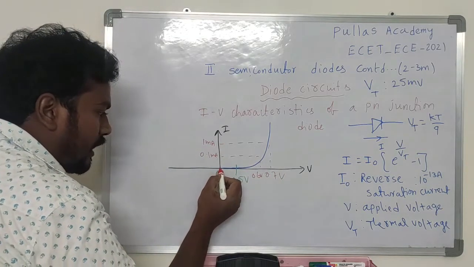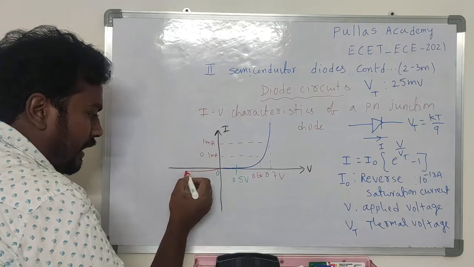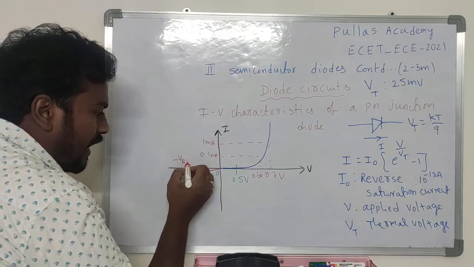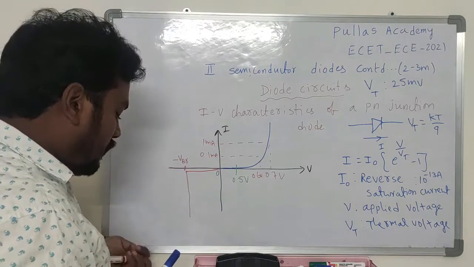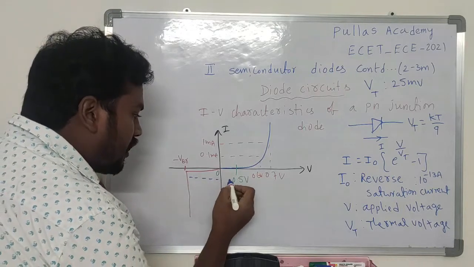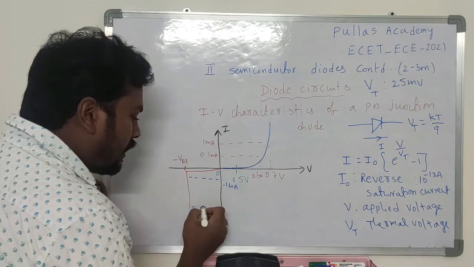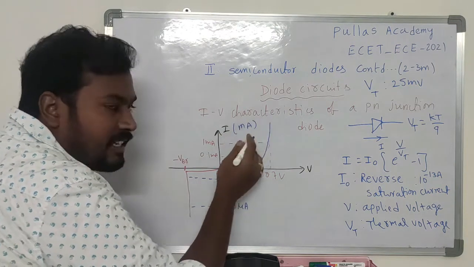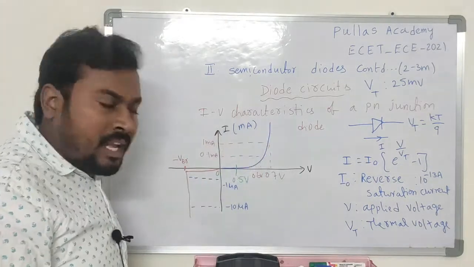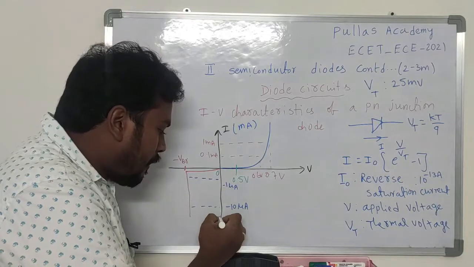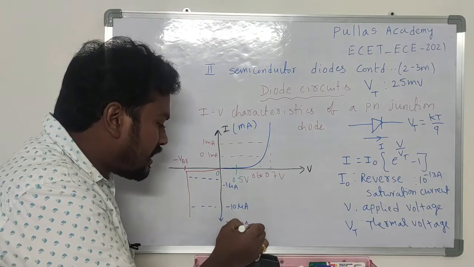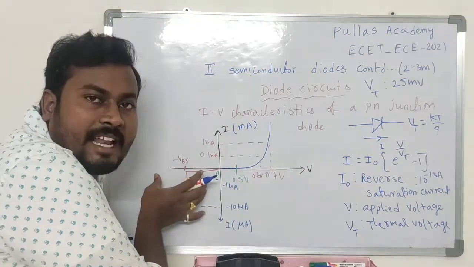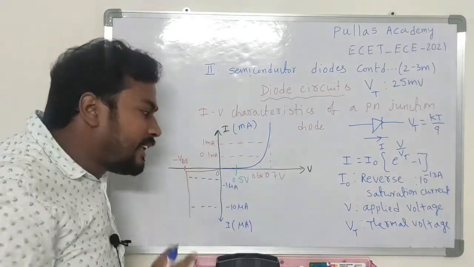When you are applying negative voltage, it has a small amount of current, and at a certain value of voltage it exhibits sharp characteristics. Let's say this is minus 1 microampere and this is minus 10 microampere. So the positive y-axis is in milliamperes and the negative y-axis is in microamperes. Please understand this. This is the positive value of V and this is the negative value of V. It is in volts and this is also in volts.